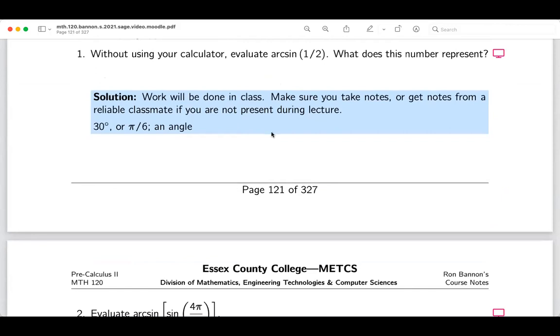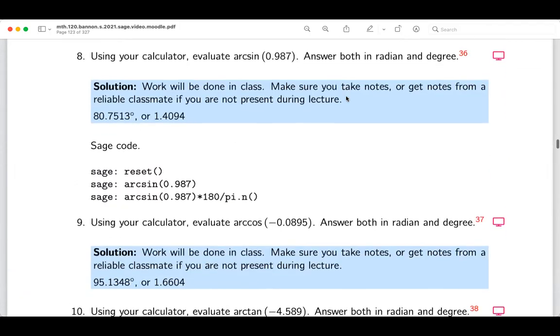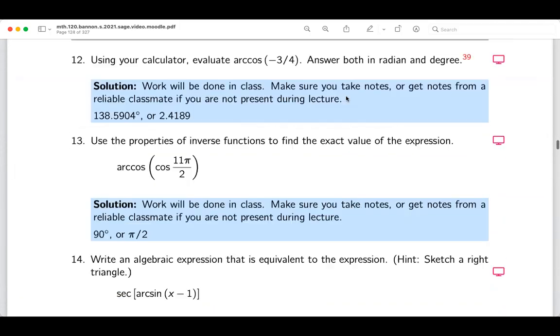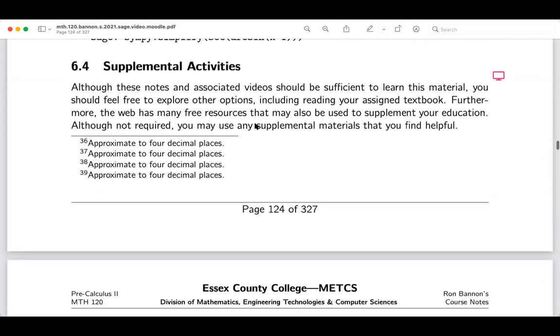All right, so we went through this in class. We went through it on the whiteboard. There's also little embedded videos over here. If you want to watch that, if it's helpful, please do that. So we went through a bunch of problems and then eventually get to the end of these things. There was some Sage code there as well that was discussed. We talk about supplemental activities.